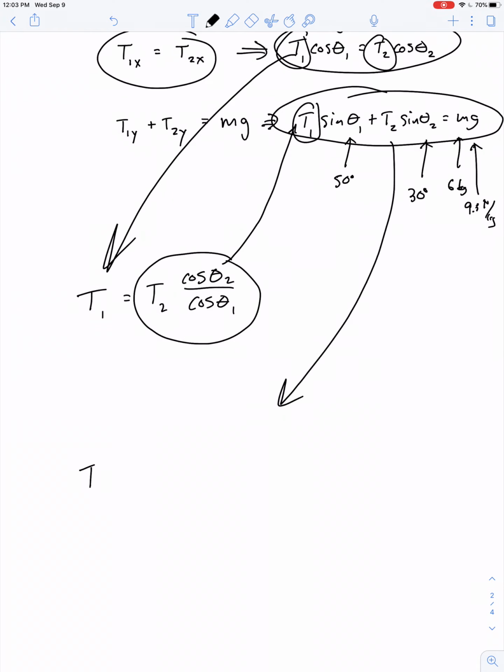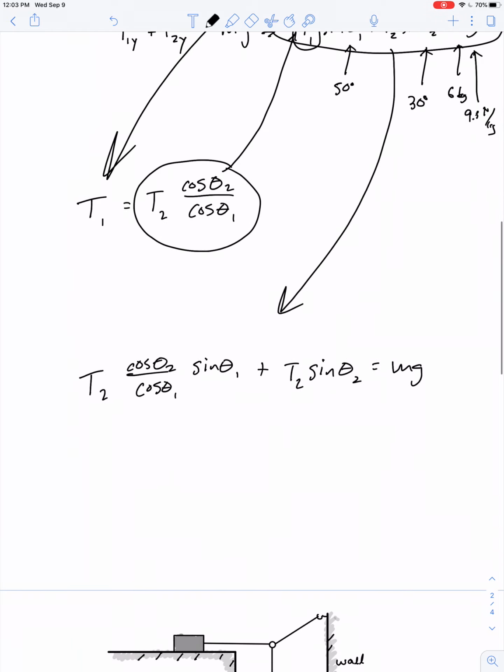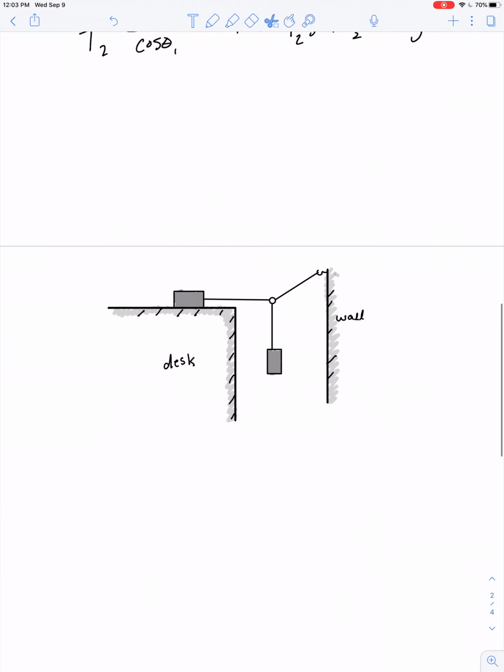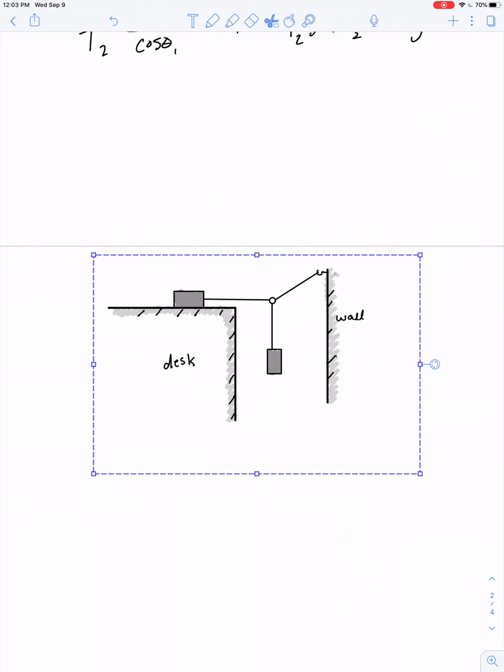we get T2 times cosine theta 2 over cosine theta 1 multiplied by sine theta 1 plus T2 times sine theta 2 is equal to mg. I guess I could recombine. Well, sneak peek at another problem I have for you here. Let me get this out of the way.